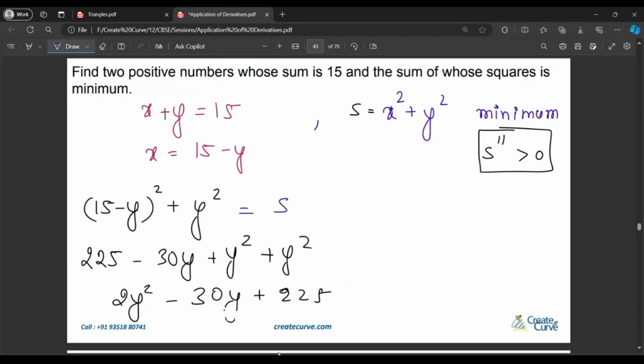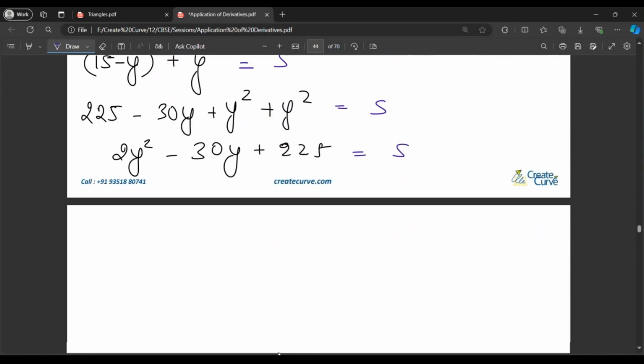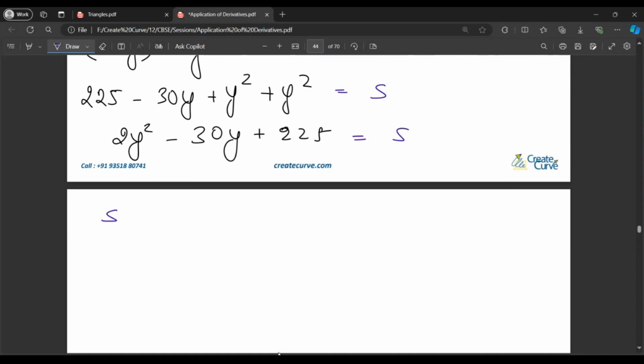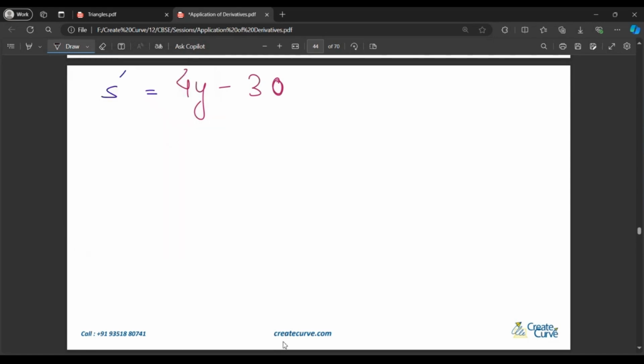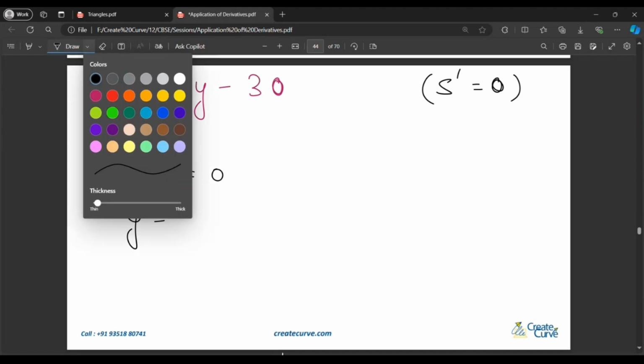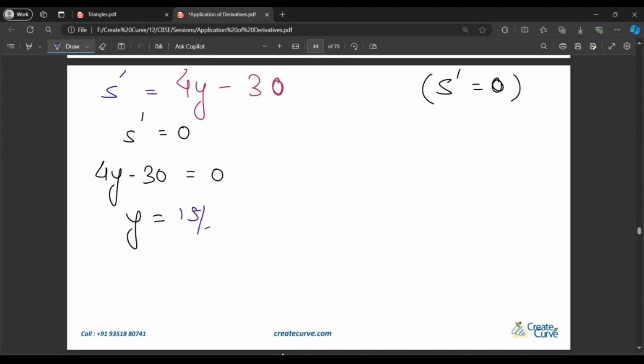Find the first derivative for this. This is S, this is S, this is S. Find the first derivative, S dash. What is this answer? 4y minus 30. What will be the threshold point? If we substitute S dash is equal to 0. All the times we do this thing, first derivative equal to 0. So if I am substituting S dash equals to 0, what is the y value coming? 4y minus 30 is equal to 0. What is the y value? 15 by 2. Okay, y value is 15 by 2.